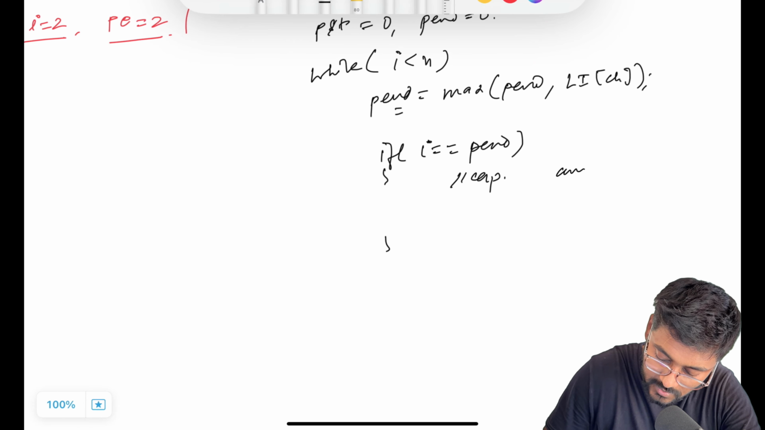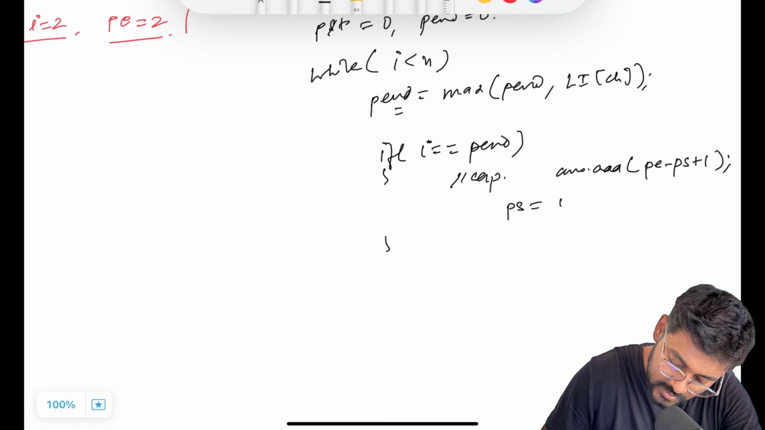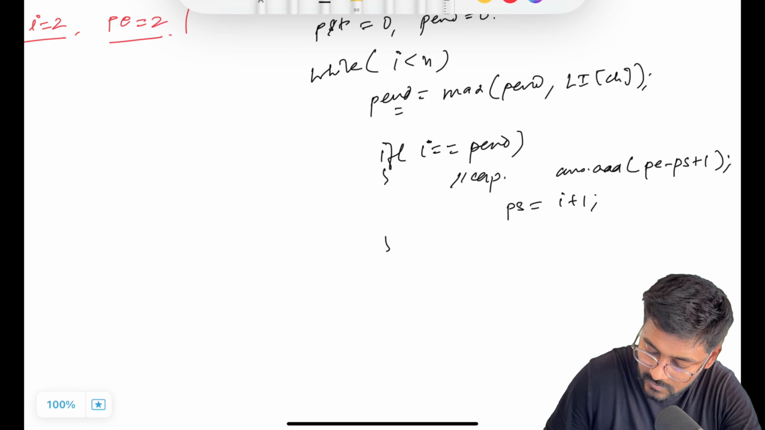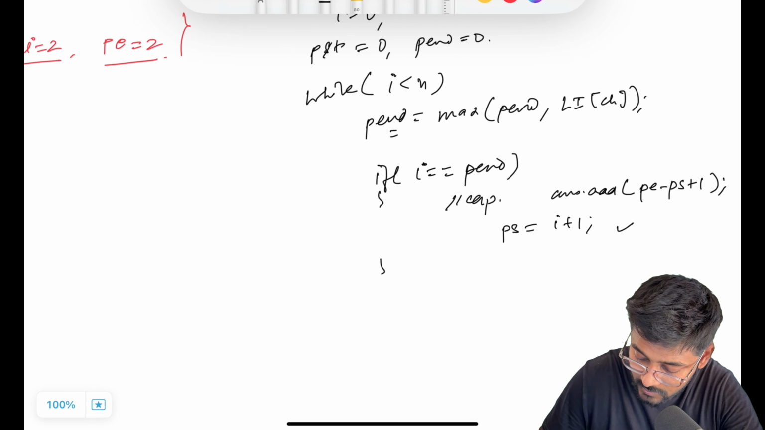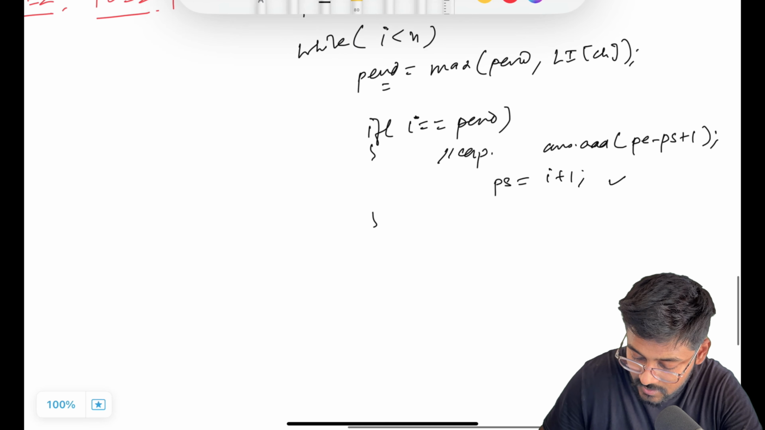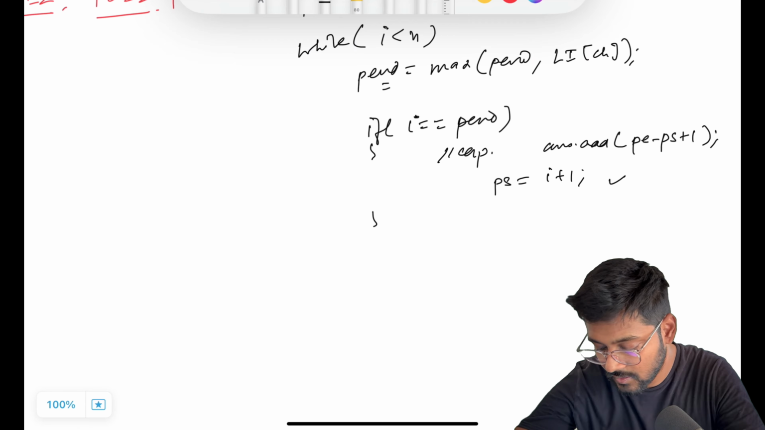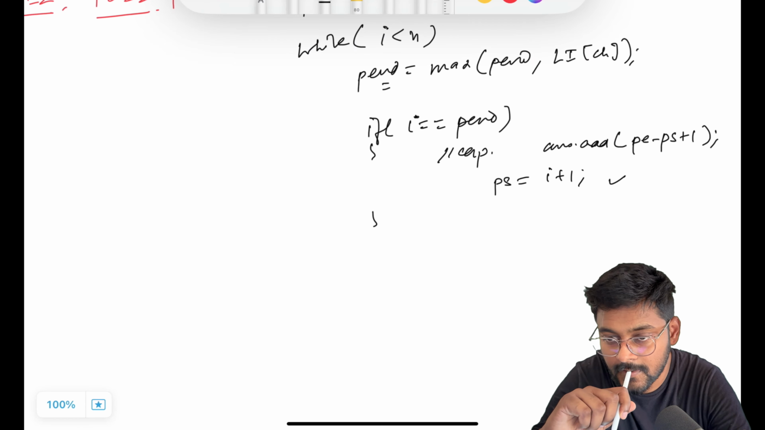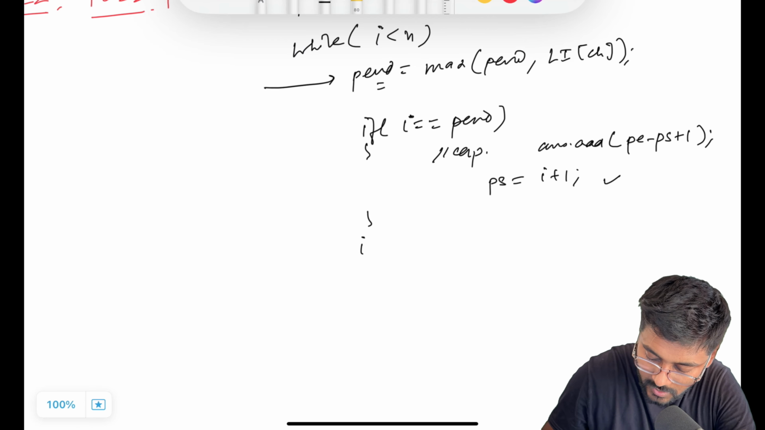Capture it means answer.add(partitionEnd - partitionStart + 1), and partitionStart is equal to i + 1. This is the starting position for the next partition. Okay, so this is the case if they are matching. If i and partition end are not matching, do we have to do anything? In that case, apart from what I did, I don't have to do anything.